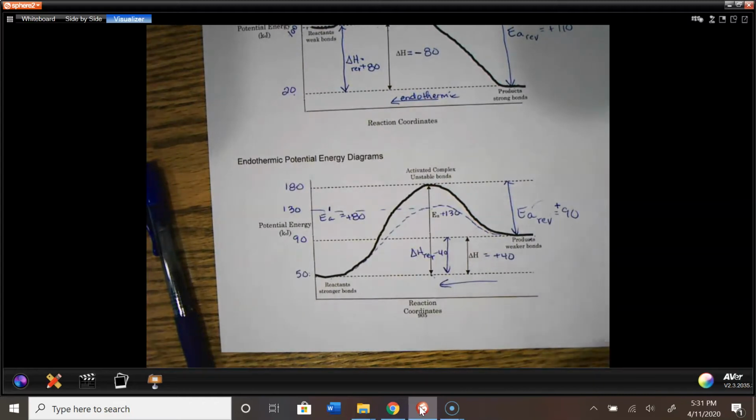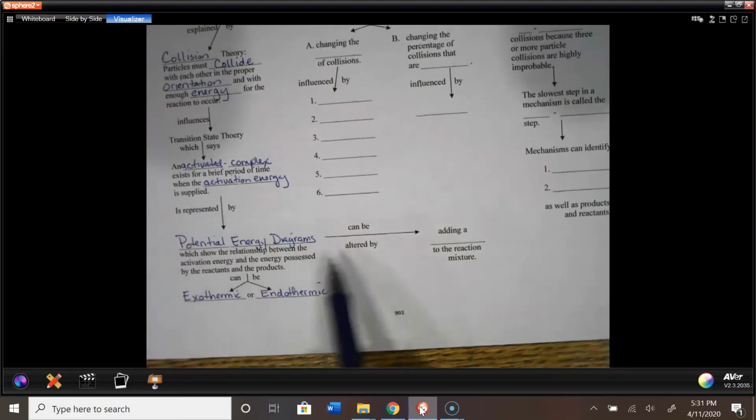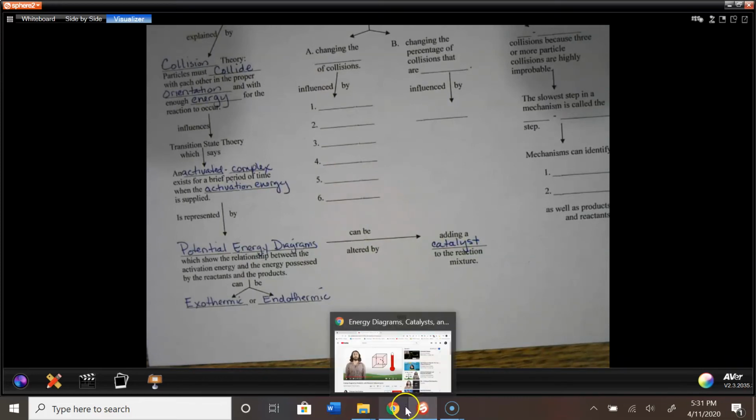So going back to our organizer, we got one more blank that we're going to fill in with this video. Potential energy diagrams can be altered by adding a catalyst to the reaction. So you've got some problem sets in your binder that let you practice PE diagrams. So please do go take a look at those, and we will see you next time.